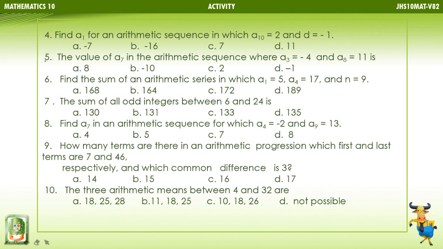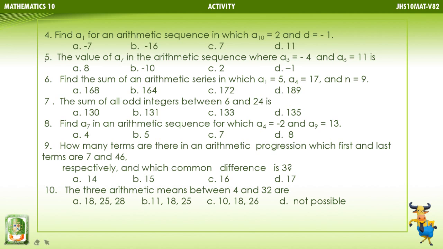D. -1. 6. Find the sum of an arithmetic series in which a sub 1 equals 5, a sub 4 equals 17, and n equals 9. A. 168. B. 164. C. 172. D. 189. 7. The sum of all odd integers between 6 and 24 is A. 130. B. 131. C. 133.